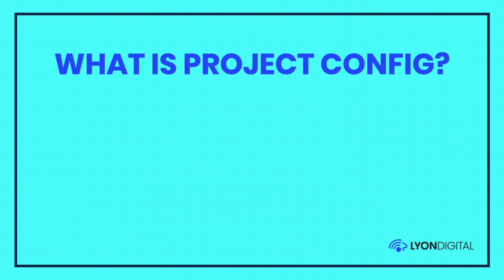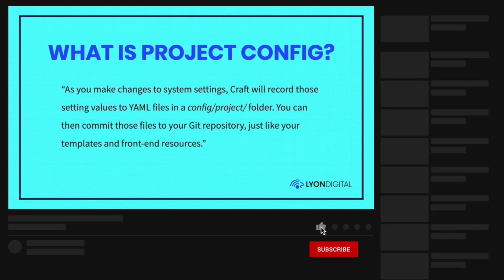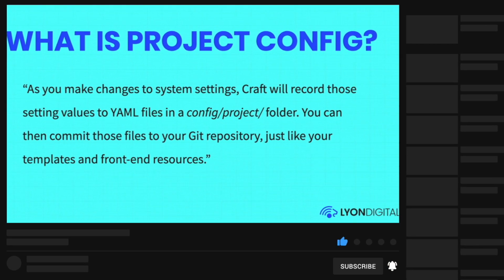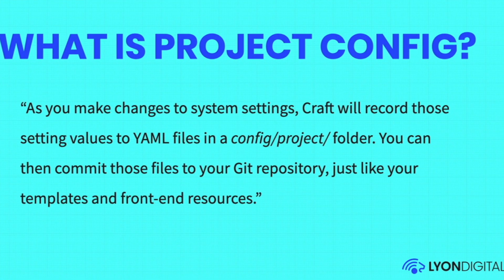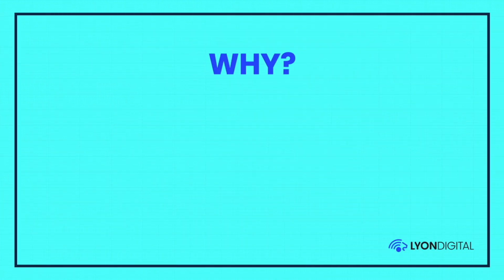What is Project Config? As you make changes to your system settings, Craft will record those setting values to YAML files in a config project folder. You can then commit those files to your Git repository, just like your templates and front-end resources. So it's tracking your changes to the Craft database, to the file system. Why on earth would you want to do that?